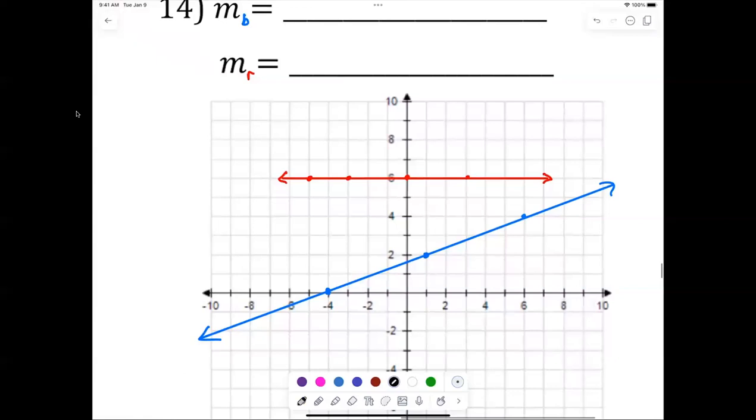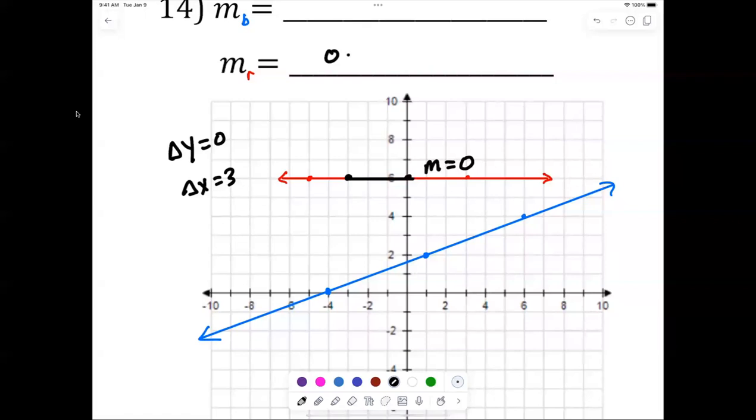Horizontal line. What do we always say? Thank you for listening. Slope is 0. Now, how do I know the slope is 0? Because to go from one point to the other point, I went up how many? 0. So delta y equals 0. To get from this point to the other point, I went over 3. So delta x equals 3. What is 0 divided by 3? Correct, 0.